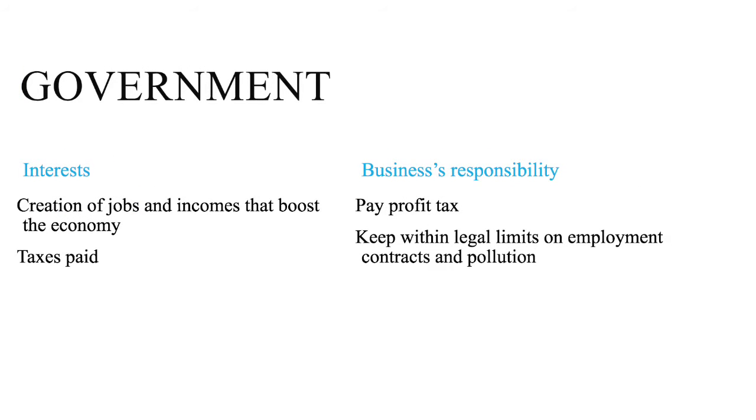The government counts on businesses to create jobs and incomes that boost the economy. They also rely on their taxes to be paid. A business is responsible to pay its taxes on profit it makes and keep within the legal limits the law states. For example, many governments have enacted laws that limit pollution a company can produce.